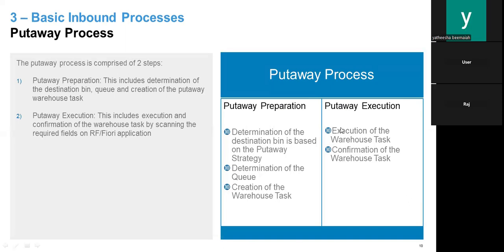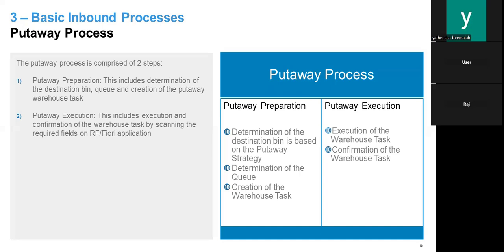In the put away process, the put away preparation is the determination of the destination bin based on the put away strategy. As I said, the product which is always stored in the cold storage: when the goods receipt is done, the system will automatically create the warehouse task, and in the warehouse task the destination bin is determined from the cold storage. That is automatically determined based on the put away strategy.